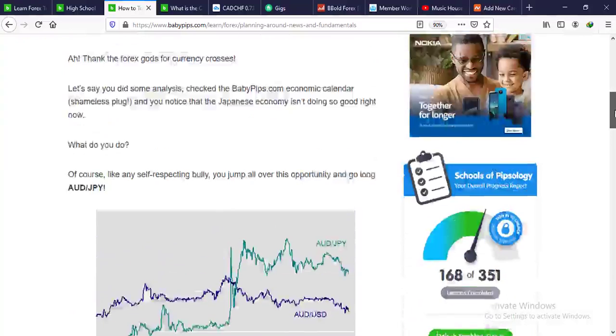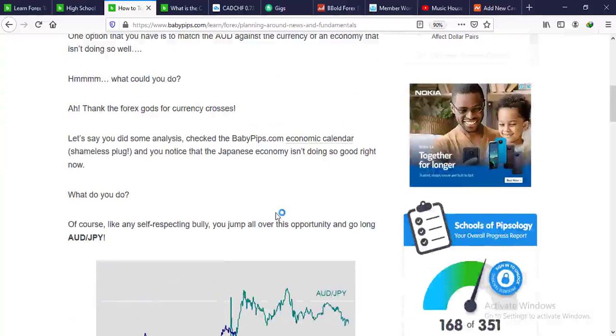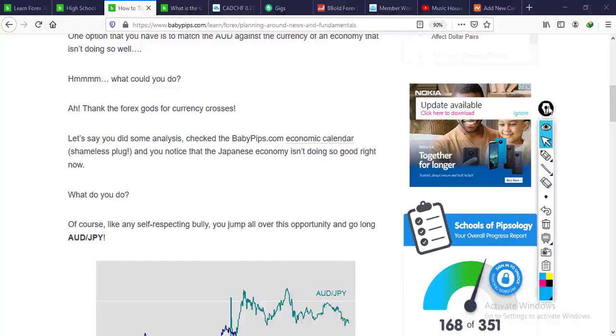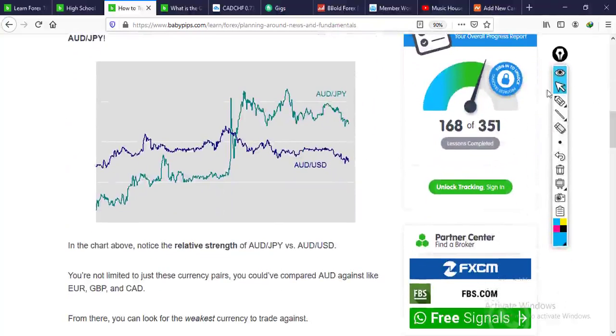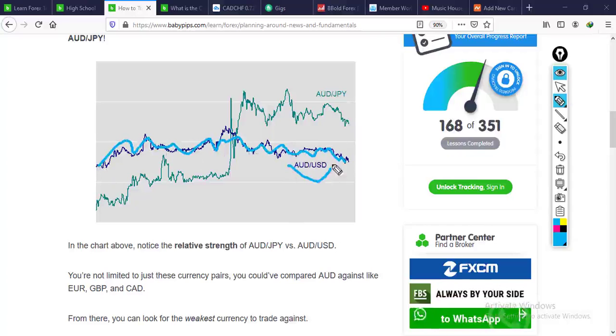But now that you know that if strong economic news is coming from a particular country, in trading currency crosses, what you have to do is match that strong currency against a weaker currency, okay? And then you go ahead by buying the currency that is stronger against the weaker currency. So let's look at this example here. This is AUD USD. You see how flat it is, okay? Price is not trending at all.